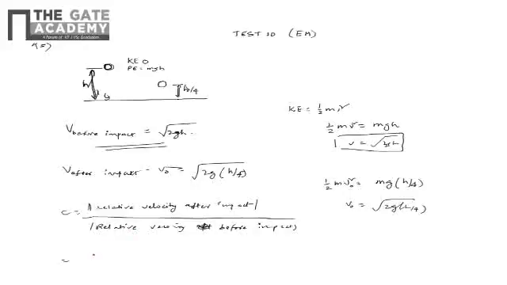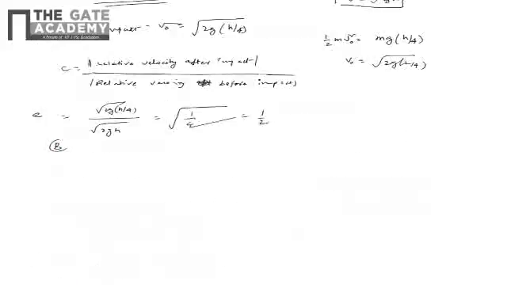So after impact the velocity is root 2g h by 4, and before impact the velocity is root 2gh. So this becomes root of 1 by 4, which is 1 by 2. The coefficient of restitution is 1 by 2. The answer for this is B.